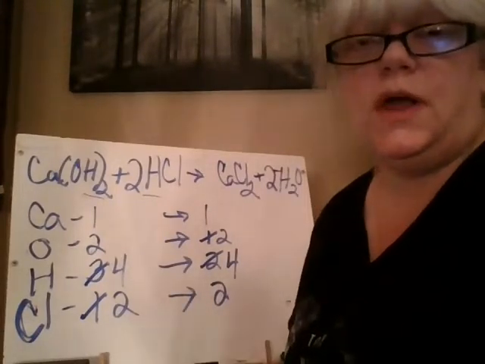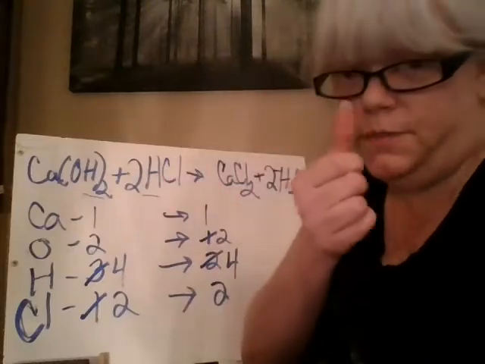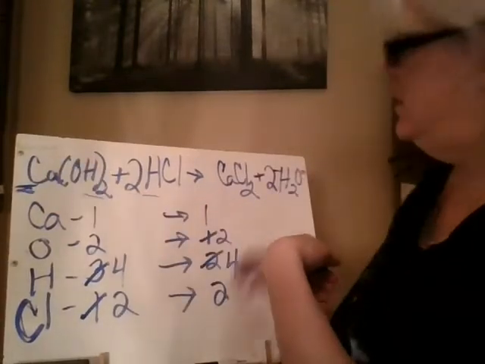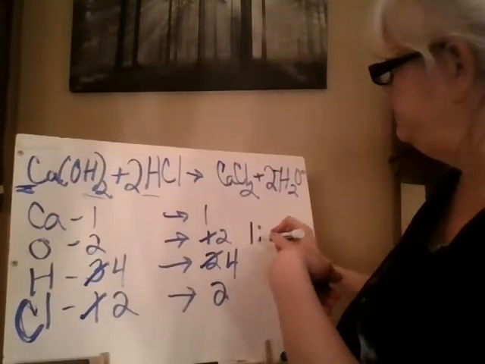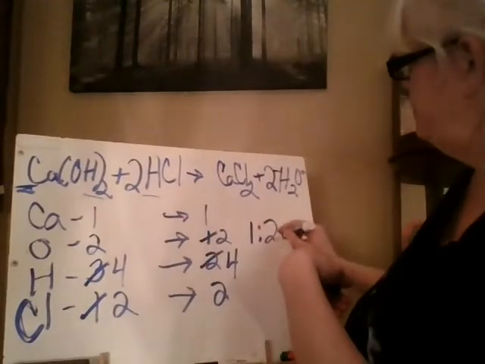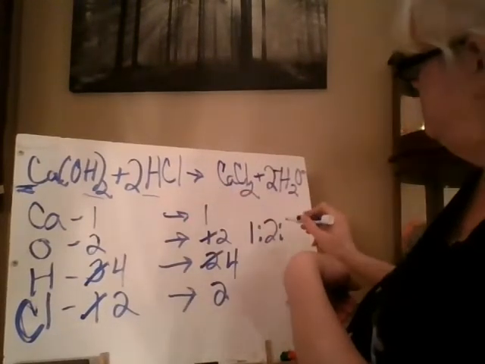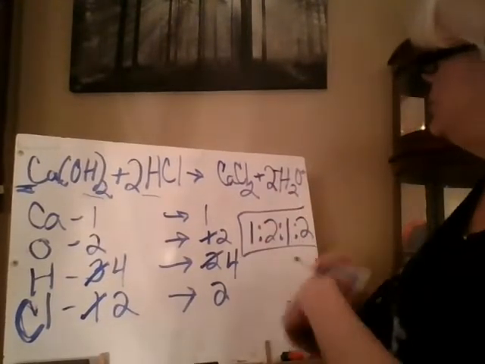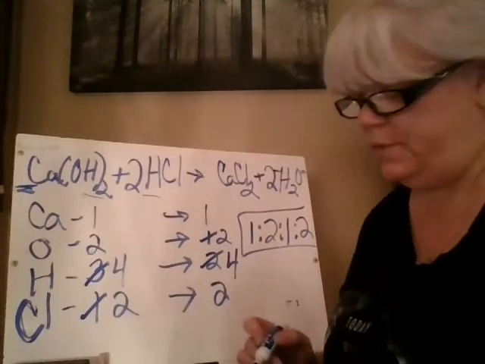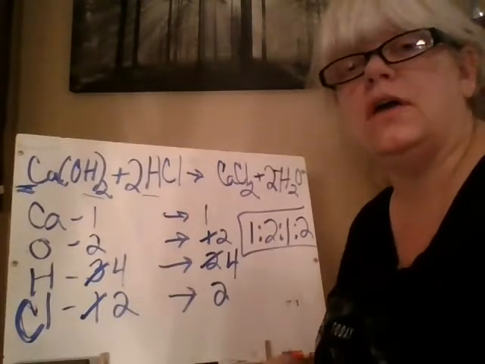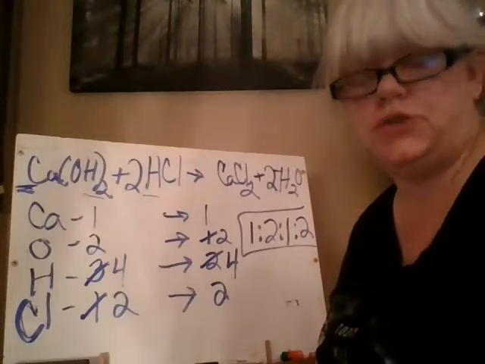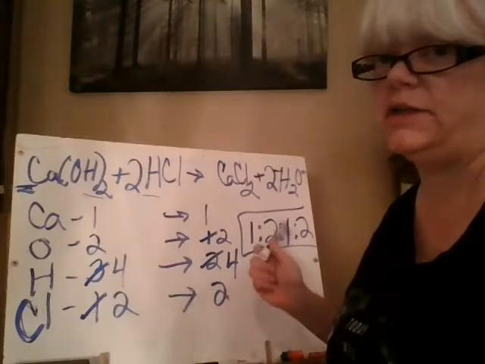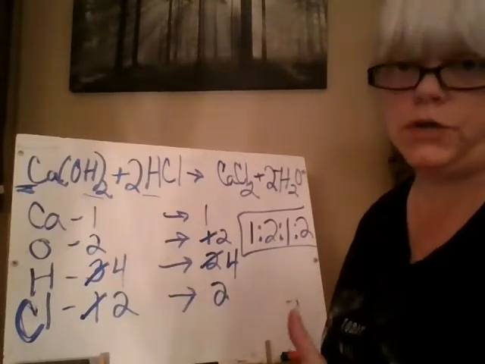So if this was something that you had to do and submit to me, and I said, what's your answer for the balance? You would say, I didn't put anything here, did I? So I would have 1, 2, 1, and 2. So that would be my answer for the balancing of this particular equation. Okay, 1 to 2 to 1 to 2. Is it in lowest ratio? Yes, because if it's not, then that's not going to be my final answer. But it is, so we're good to go.